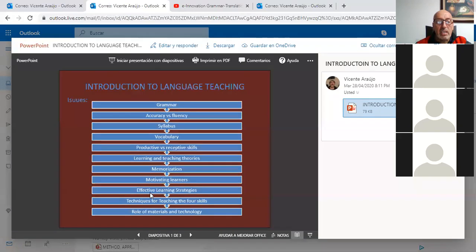And also the next, effective learning strategies. What are the best strategies for the students to learn? What are the best learning strategies for your students?